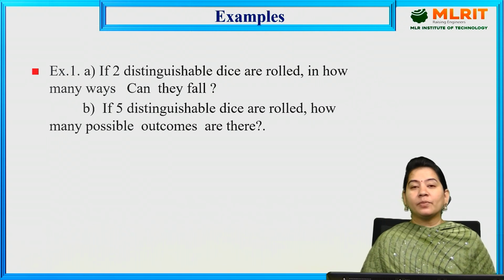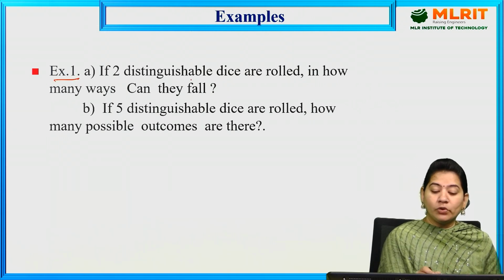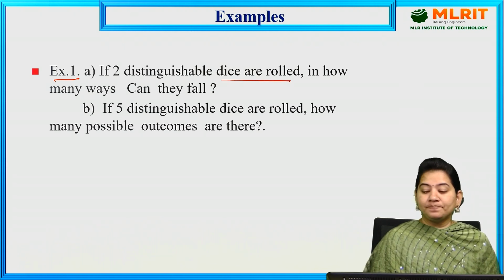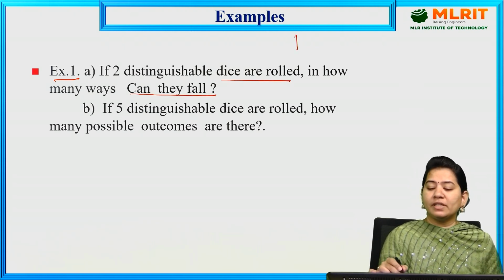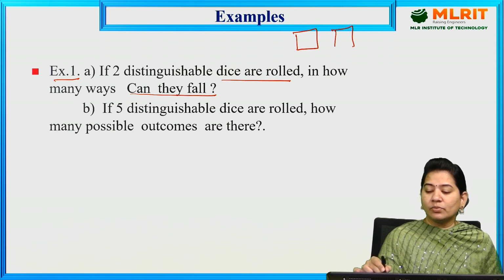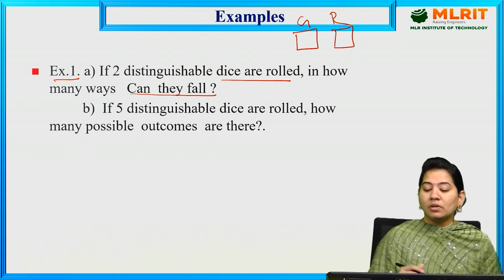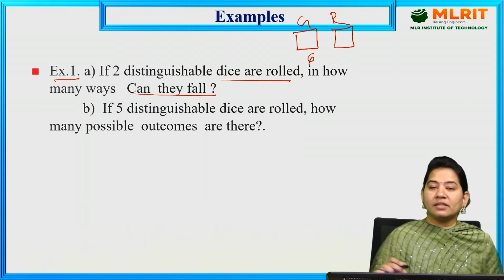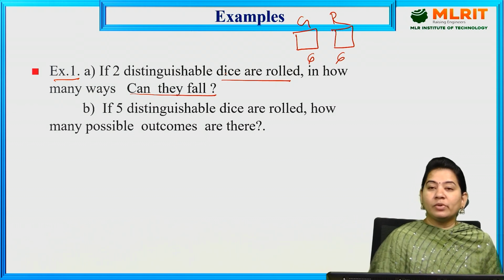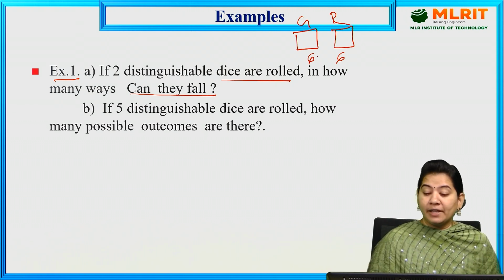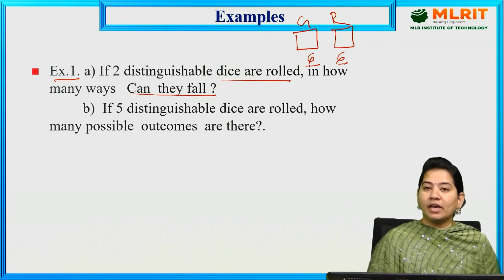Now let us see the problems on the product rule. First question: if two distinguishable dice are rolled, in how many ways can they fall? Let us suppose we have two distinguishable dice, say this one is green and this one is red. The maximum chances are 6 here, and here also 6 chances. Both dice are rolled at a time. In how many ways can they fall? The first has 6 chances, and the second also has 6 chances.